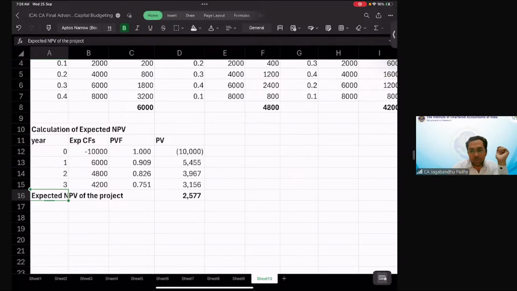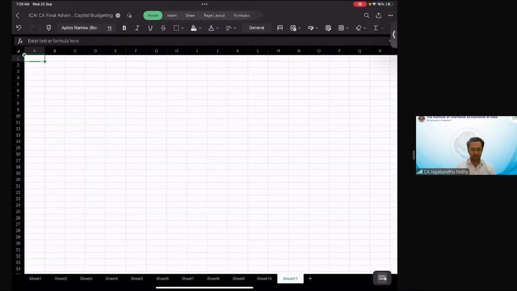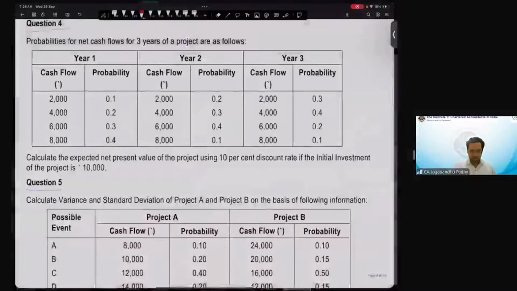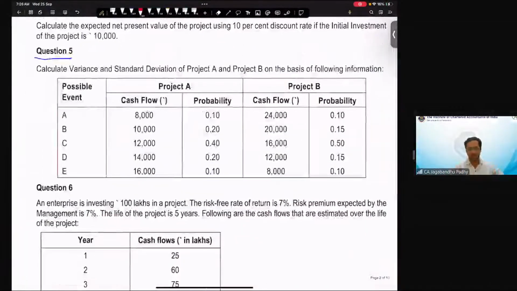Now it's time for us to get involved into the probabilities, right? Let's get involved into the probabilities with the risk measurement. So probabilities along with the risk measurement using the variance and standard deviation. So for that, we'll take help of question number 5, because question 5 asks us to calculate the variance and the standard deviation of project A and B on the basis of the following information.